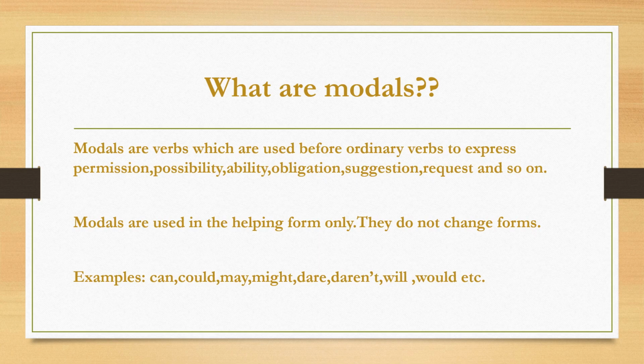Main verbs, for example, dance becomes danced. We add ed and change its form. But these modals do not change their forms. They do not have any ing or ed forms. Examples: can, could, may, might, dare, daren't, will, would, etc.